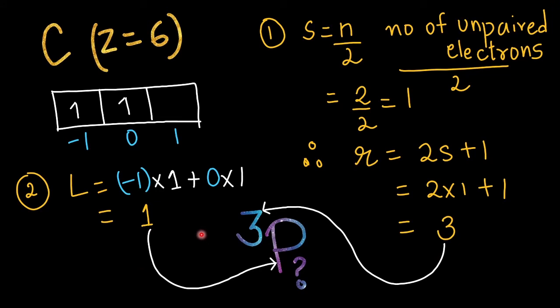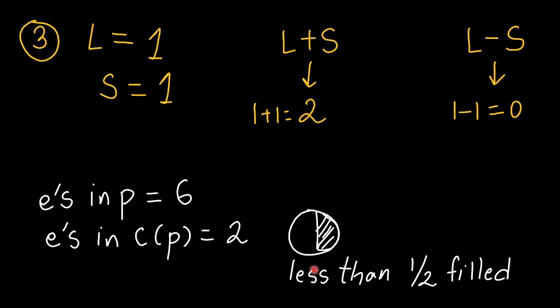So what is left? The value of J is left, right? So let us find the value of J. The value of L that we found was 1, the value of S that we found was 1. So what was the value of J? J was from L plus S to L minus S, right? So first we'll find L plus S. What is L plus S? 1 plus 1 is 2, okay? And L minus S is 1 minus 1 equals 0.